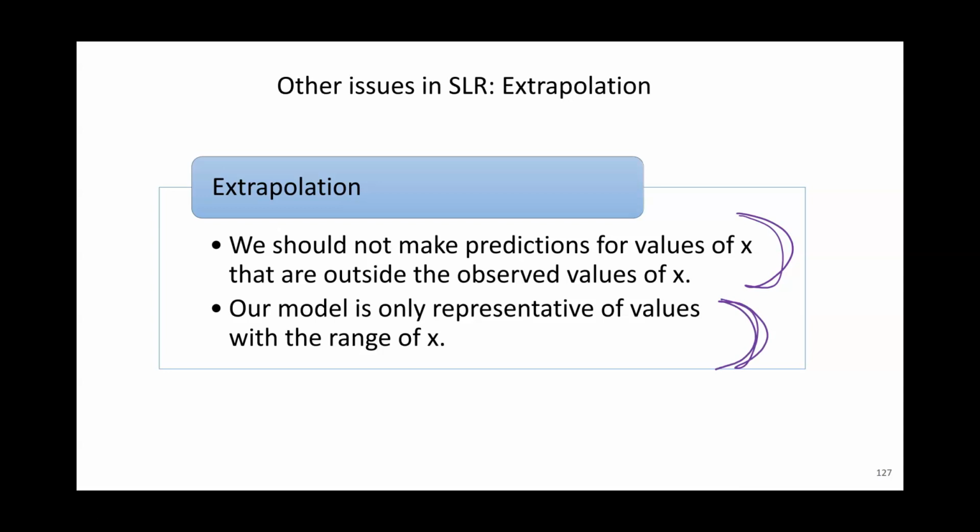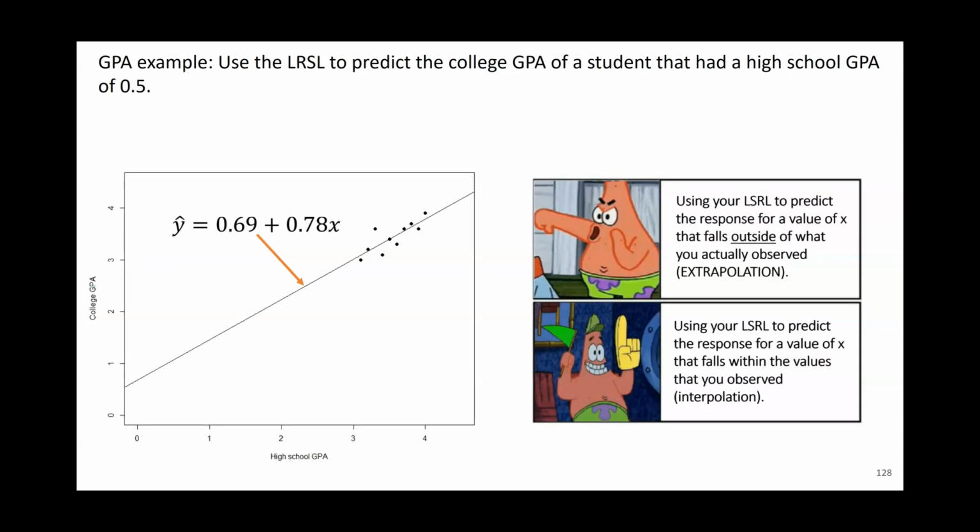Your line that you made really only represents what happens for the range of values that you actually saw. And we'll have a specific example. So for example, the GPA example, here I have it plotted, and you can see almost all the points are between like 3.0 and 4.0, roughly. But suppose now I want to use my least squares regression line to predict the college GPA of a student at a high school GPA of 0.5. So here's 0.5.